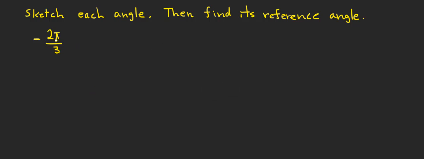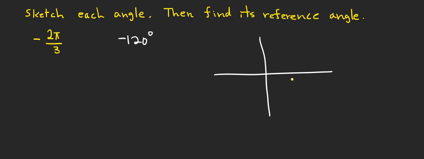What if theta is negative 2 pi over 3? I like to work with degrees rather than radians, so I'm going to change it to degrees, which is going to be negative 120 degrees. So for negative 120 degrees, from the initial side, you have to go clockwise. So negative 90, and you have to go 30 degrees more. So here's the terminal side, which is in the third quadrant. Therefore, from the terminal side to the x-axis, this theta prime is right here. That's the reference angle.